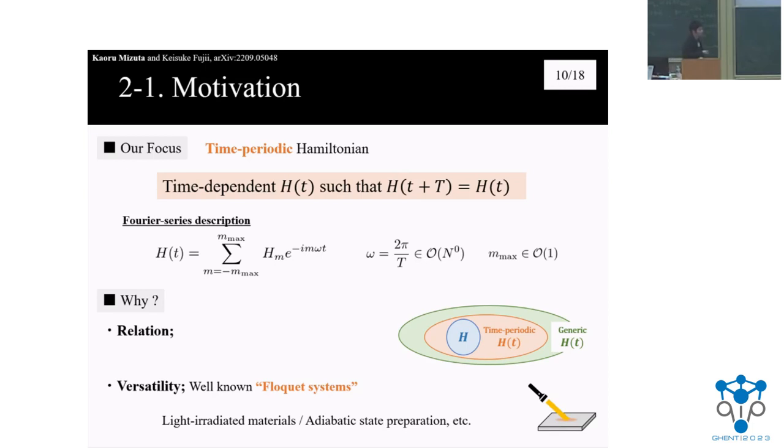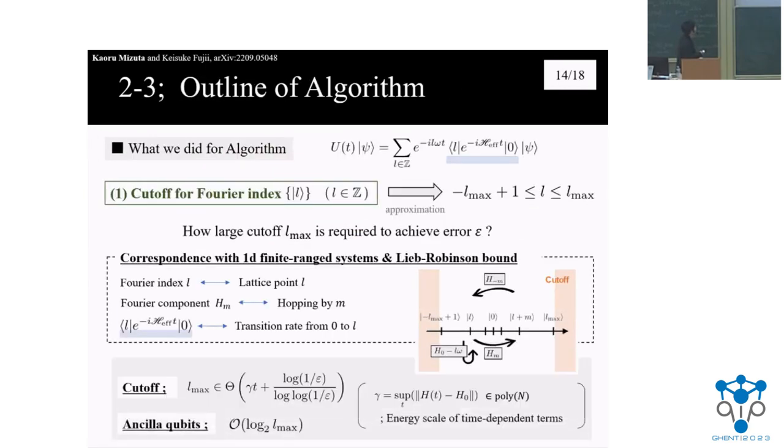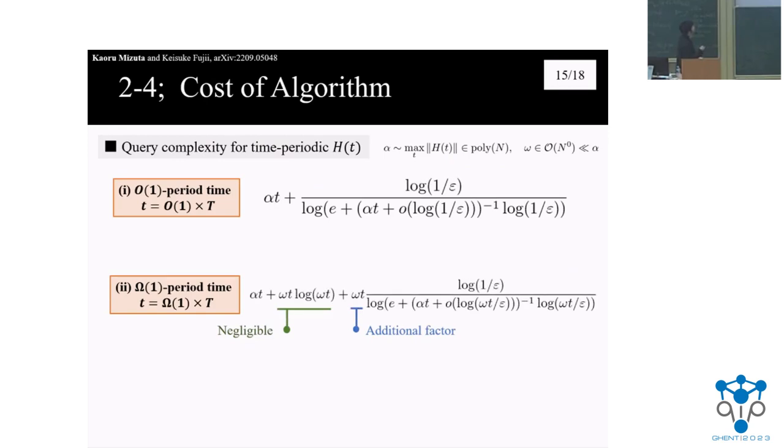I mean, if T is a polynomial function in the system size. Yeah, actually, T can be arbitrarily large in our algorithm. In that case, our algorithm's time scale belongs to the first case, and the query complexity completely corresponds to the qubitization technique. Oh, okay. Thank you.